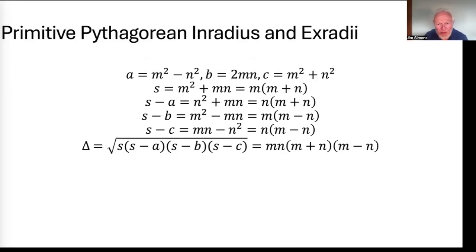So the area is that. Notice that now when you multiply all these things together, everything happens an even number of times, so that it forms a square. So the area is an integer.